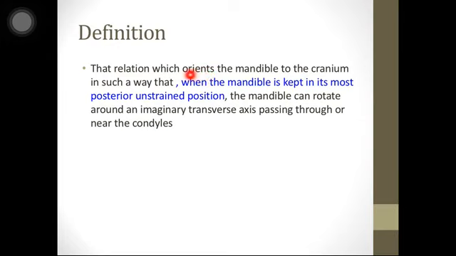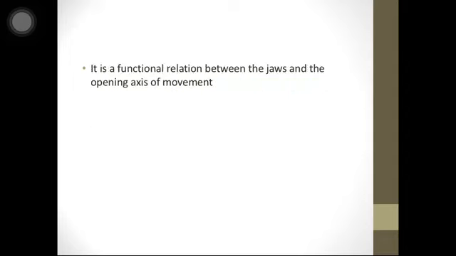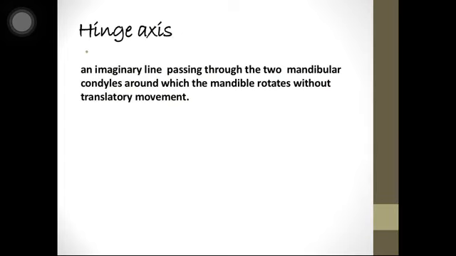includes that the relation which orients the mandible to the cranium in such a way that when the mandible is kept in its most posterior unrestrained position, the mandible can rotate around an imaginary transverse axis passing through or near the condyles. It is also a functional relation between the jaws and the opening axis of movement. Hinge axis basically is the imaginary line which passes through both of the condyles around which the mandible rotates without translatory movement.